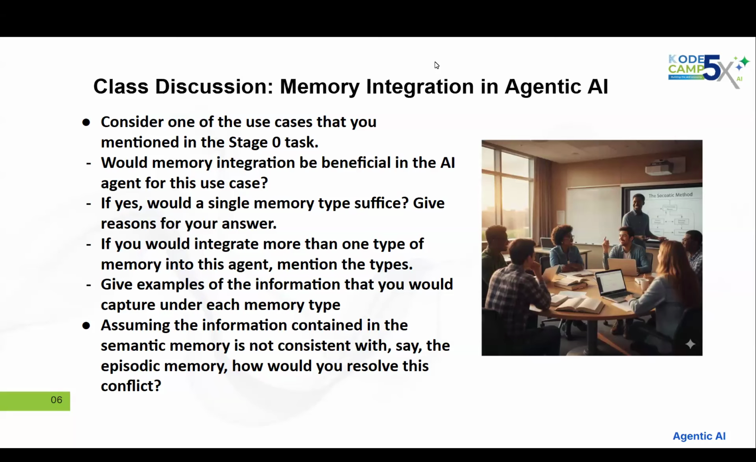Okay, which of the memory types would you use now? Which one would be that single one you would use? The procedural. Okay, so what examples of the type of information would you capture in the procedural memory for this use case?